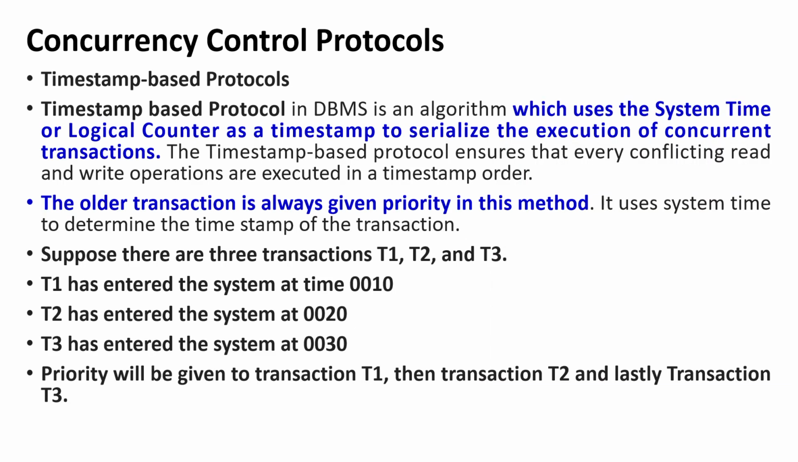Timestamp-based protocol. It uses the system time or a logical counter as a timestamp to serialize the execution of concurrent transactions. The timestamp-based protocol ensures that every conflicting read and write operation is executed in timestamp order. The older transaction is always given the priority in this method. For example, suppose there are three transactions T1, T2, and T3. T1 has entered the system at time 12:10, T2 has entered the system at 12:20, and T3 has entered the system at 12:30. Priority will be given to transaction T1, then transaction T2, and lastly, transaction T3.